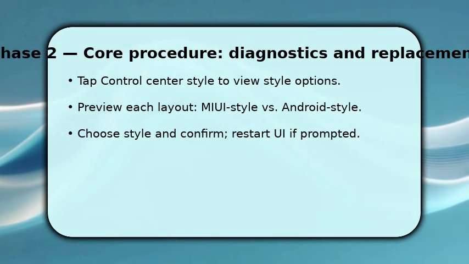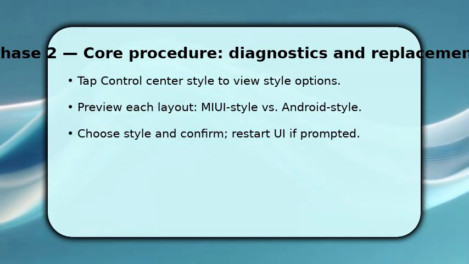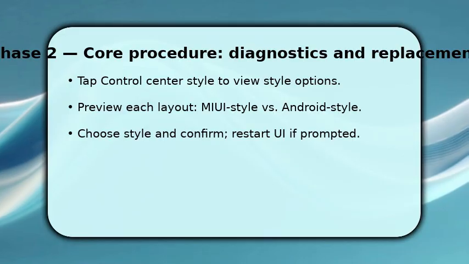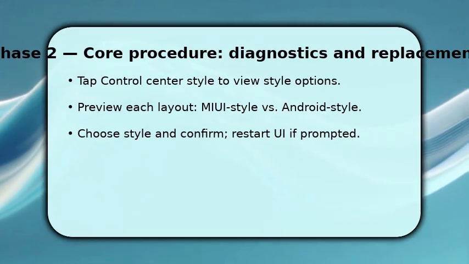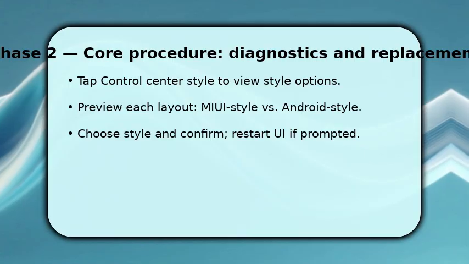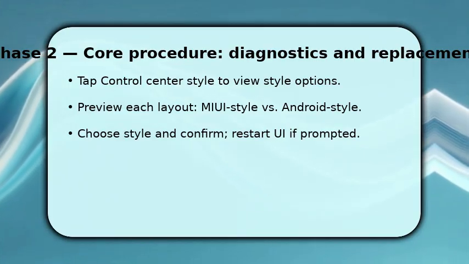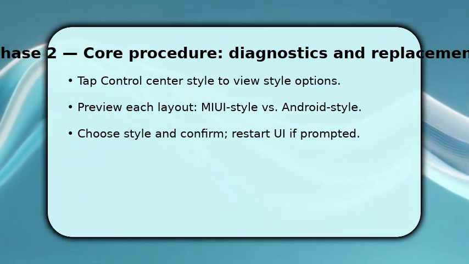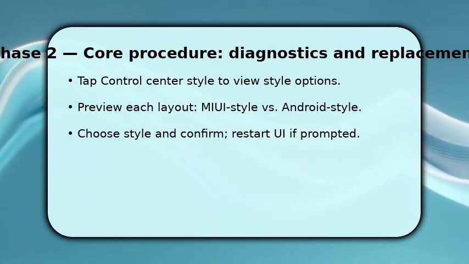You'll now pick the style itself. Tap Control Center Style to reveal available layouts, including MIUI style and Android style options. As you preview each layout, note how quick settings group and notifications stack. This explains why one feels faster than the other.